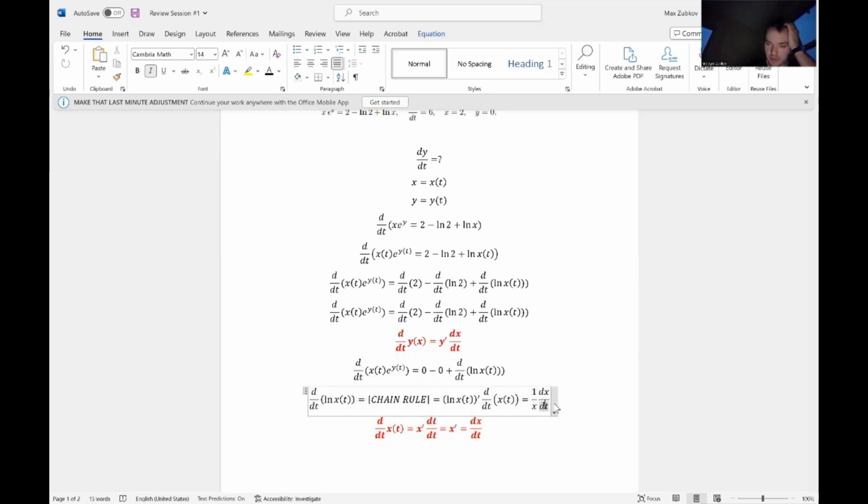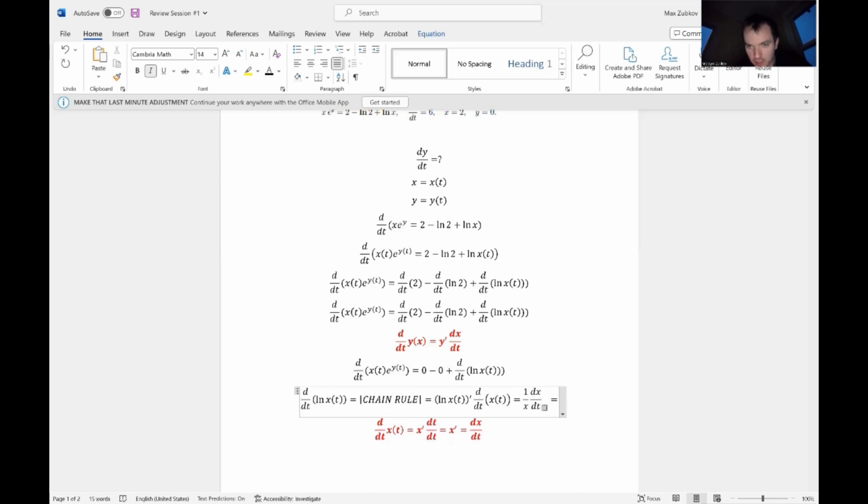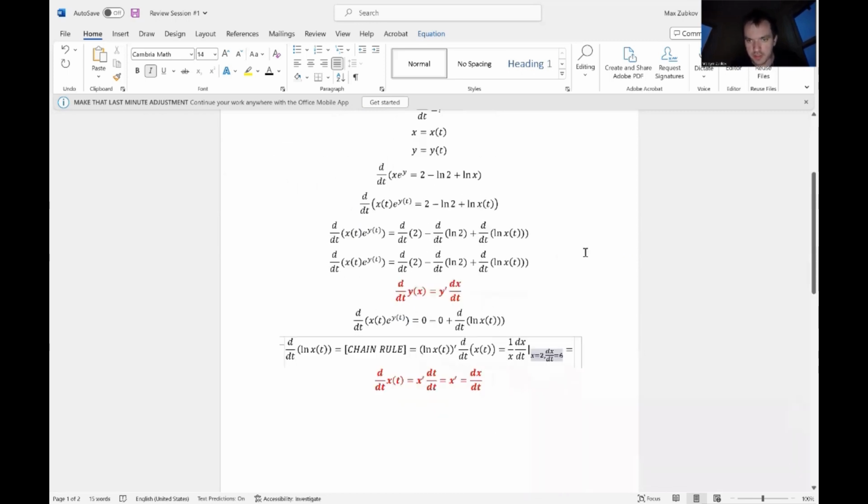And here, to save time, I can evaluate this expression right away. I will evaluate this expression when x is equal to 2 and dx over dt is equal to 6. So in this case, I'm going to have 1 over 2 times 6, which is equal to 3.